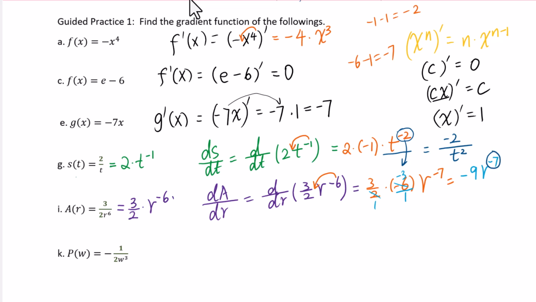Negative exponents cannot be final answer. Drop down, equals negative 9 over r to the 7th power.